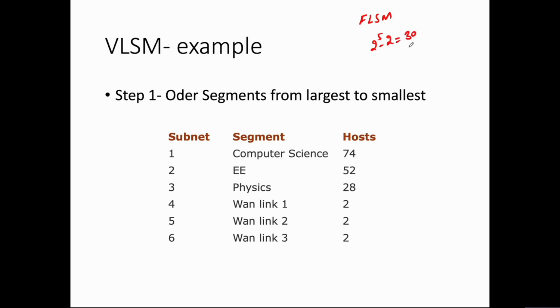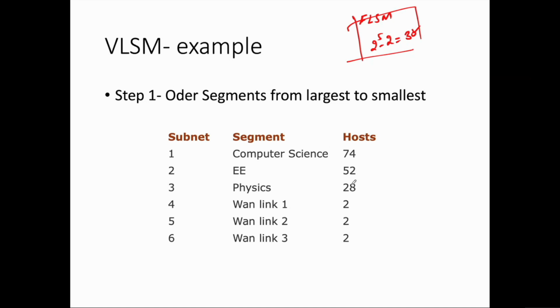30. So this means at maximum, each of these 6 subnets using fixed length subnet masking can only have 30 nodes. But here in computer science, we want to have 70 addresses for the 74 machines. So see how it can be done using a variable length subnet mask.